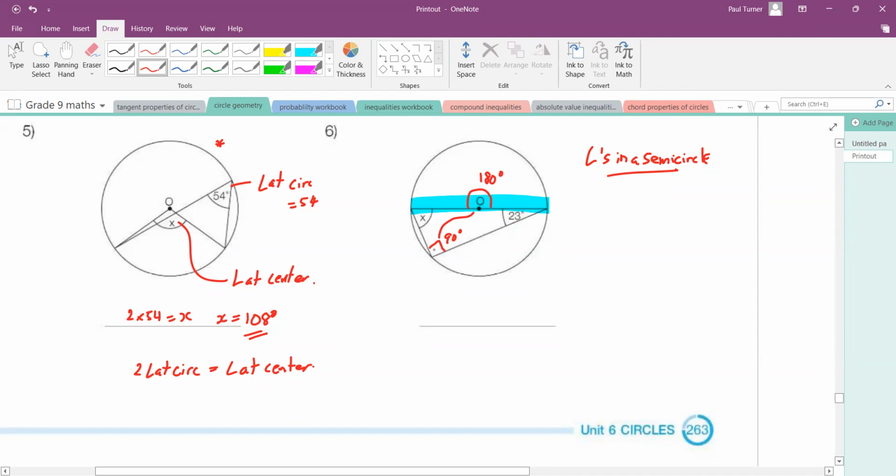So from that, we can calculate x. So x plus 23 plus 90 will equal 180. So that's sum of angles in a triangle. So the sum is equal to 180. Therefore, x is going to be 67 degrees when you calculate x here. So x is 67.